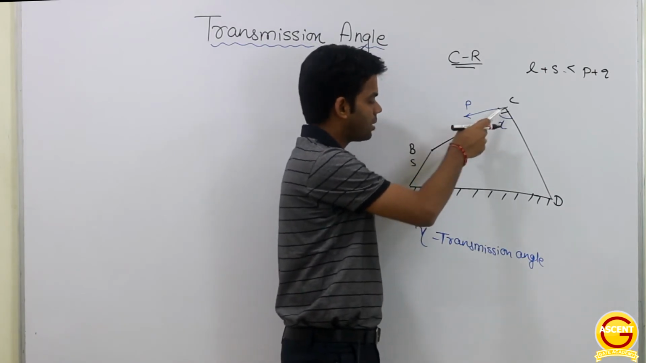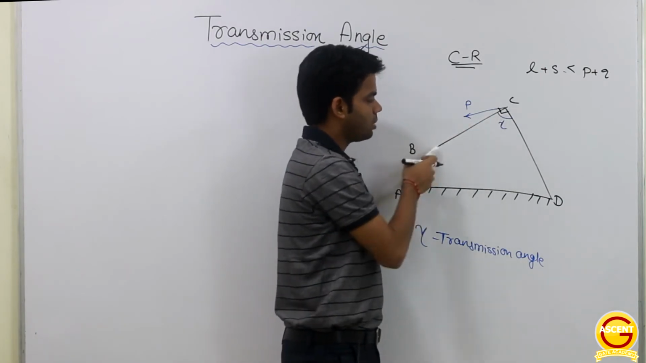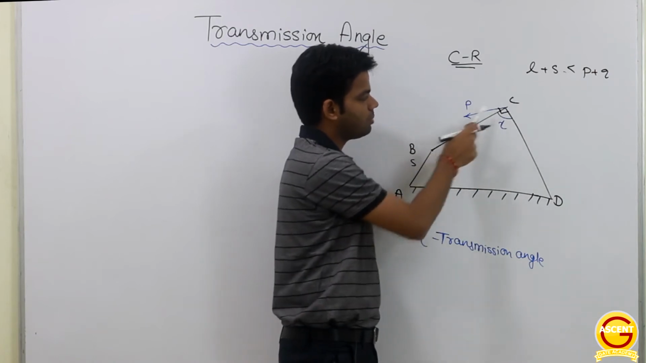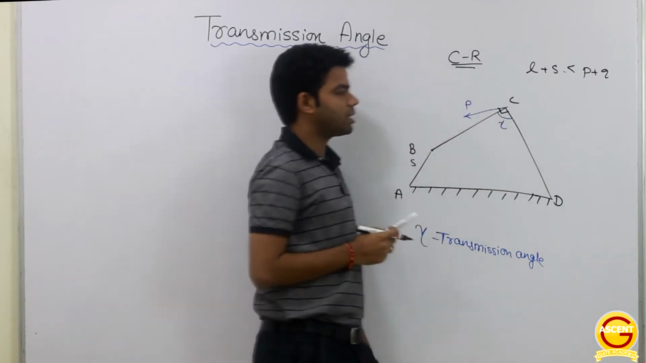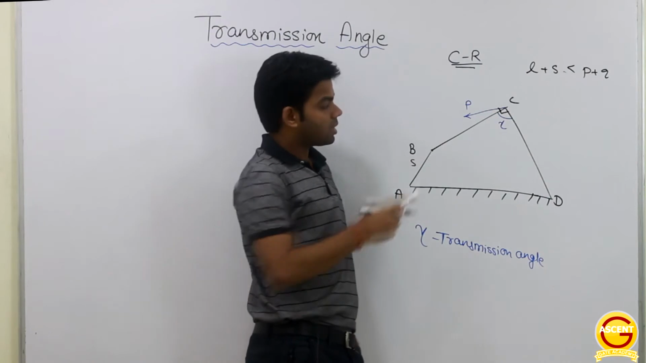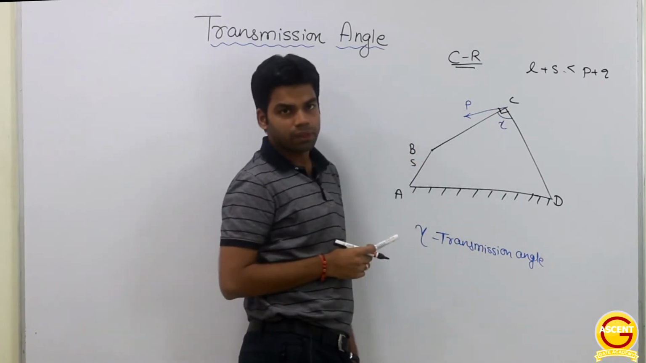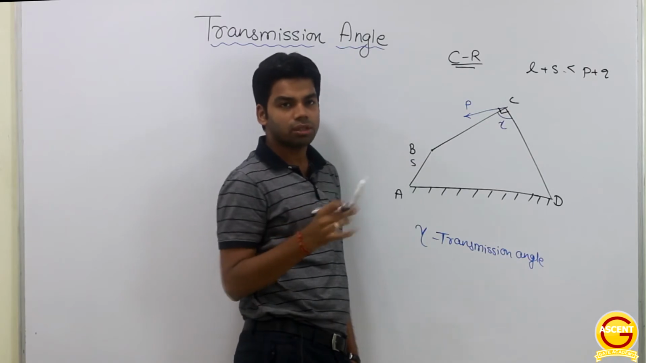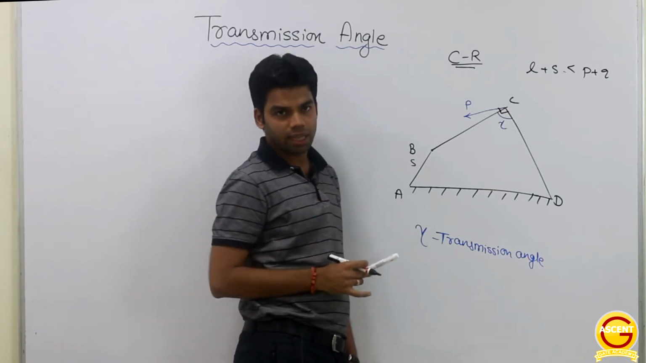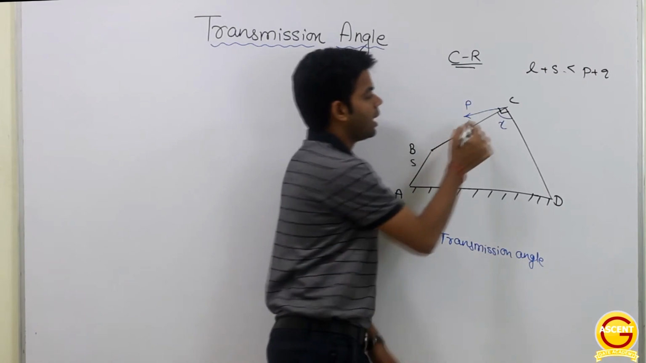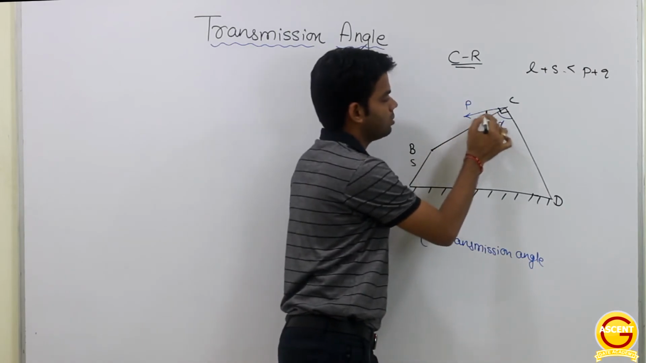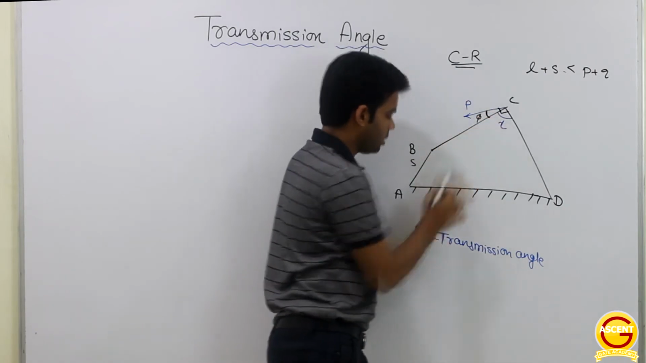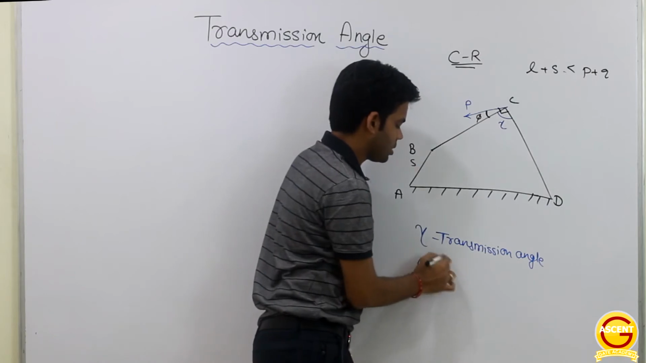Okay, but जो power transmission हो रहा है that is along BC. Okay, BC के through power transmission हो रहा है, but the velocity, ideally velocity कहाँ पर आ रही है? Along CP. Okay, so there is a gap between these two. Getting this or not? And because of that, an unwanted, unnecessary pressure will be created in this particular mechanism, and that's why the angle, this particular angle, okay, this angle is, let's suppose, phi. So this angle phi is known as pressure angle.